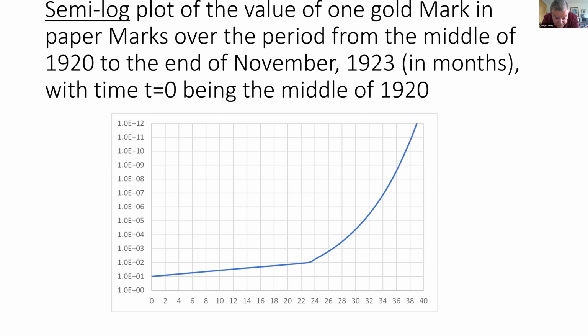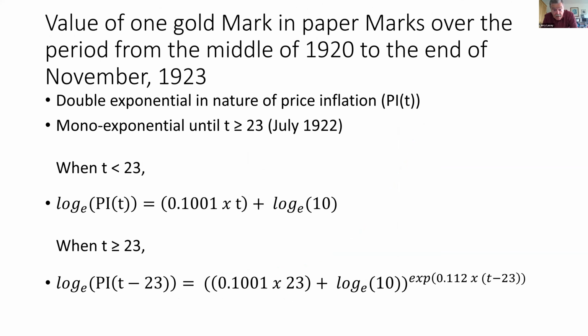And then in the middle, you see the point 23. It goes whoosh. Okay, and then it starts increasing double exponentially. Okay, so that's it. So can I describe that mathematically? Of course I can. Okay, so using the methodology I've just shown you, I can work it out. I can actually parameterize it. Okay, so as I said, before t less than 23, which is July 1922, you had effectively an exponential process, a single exponential process.